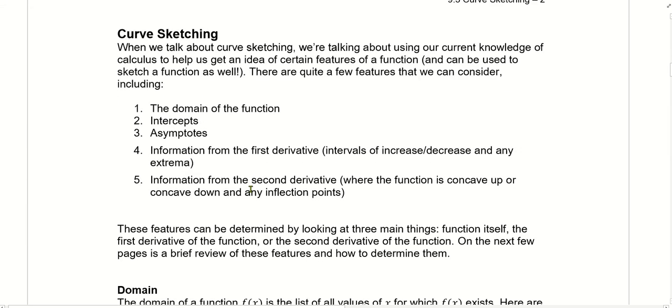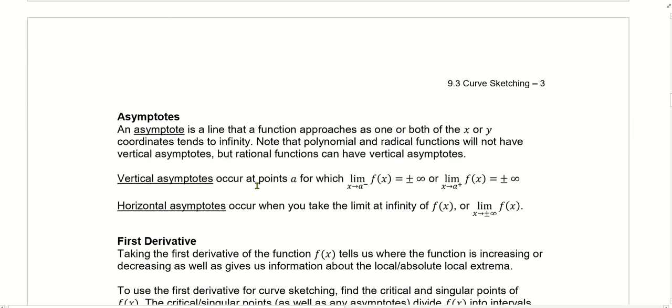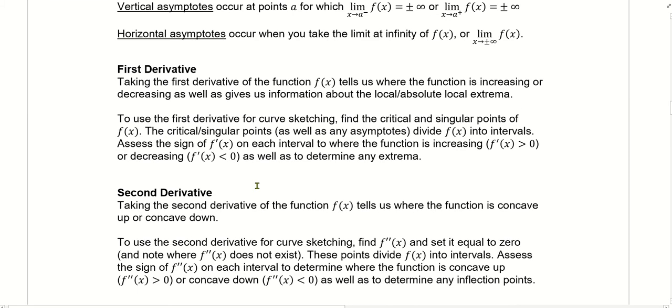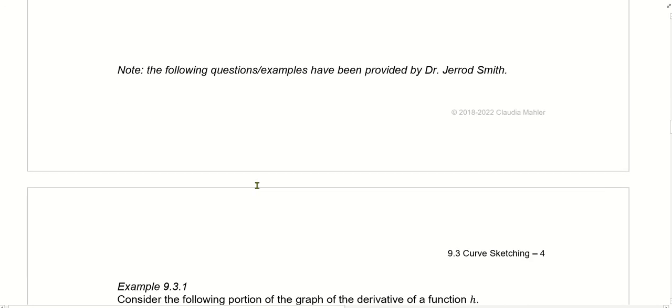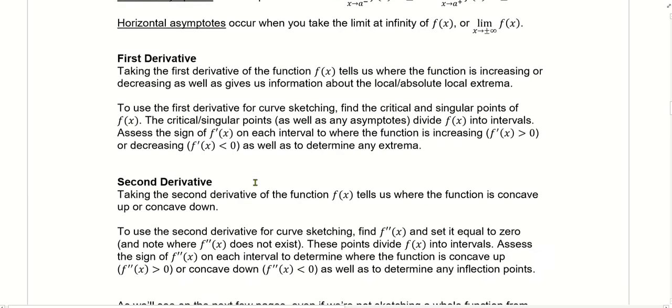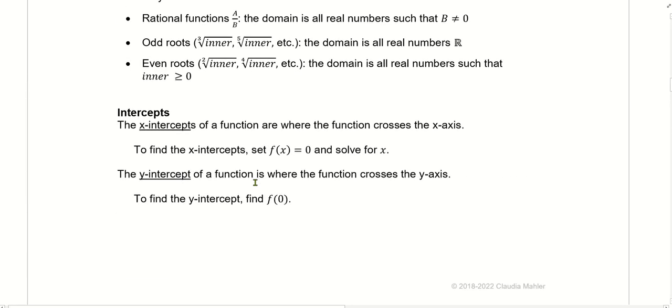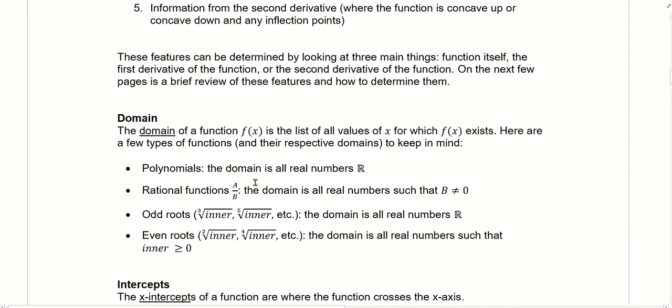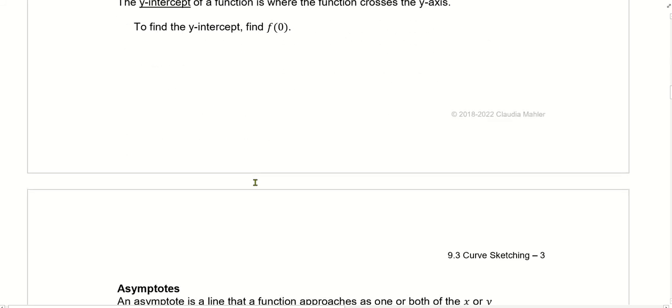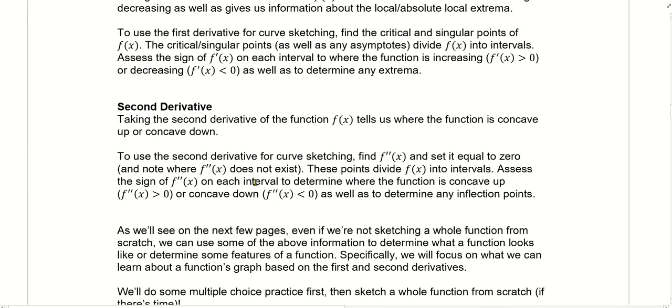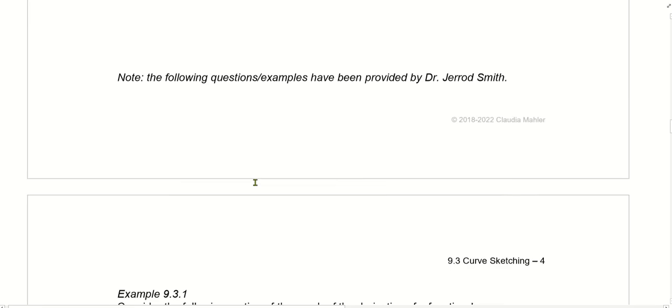Okay, so just a couple quick things before we get started. I'm actually going to scroll through the notes here really quick. A lot of the stuff in the first couple pages talks about basically what you need in order to sketch a function from scratch. So if you're just given f of x, these are the features or bits of information that you can get from the function to get a pretty accurate sketch of what the function looks like. There are quite a few things that we can look at to get a good picture of a function.